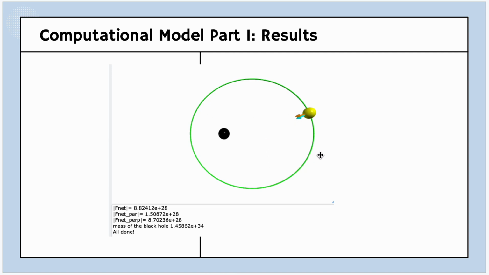So this is the result of our first computational model, our part one, and we see that we get the result that the mass of the black hole is 1.45862 times 10 to the 34.